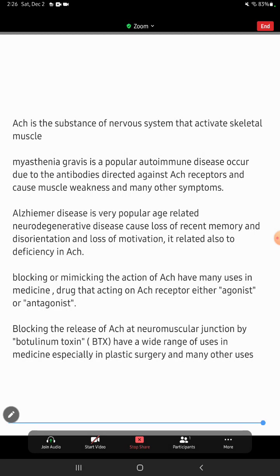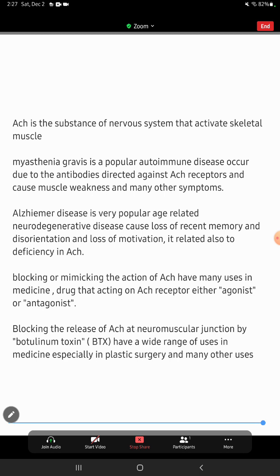ACH is a substance of the nervous system that activates skeletal muscle. Myasthenia gravis is a popular autoimmune disease occurring due to antibodies directed against the ACH receptor and causes muscle weakness and many other symptoms. Alzheimer's disease is a very popular age-related neurodegenerative disease that causes loss of recent memories, disorientation, and loss of motivation. It is also related to deficiency in ACH.